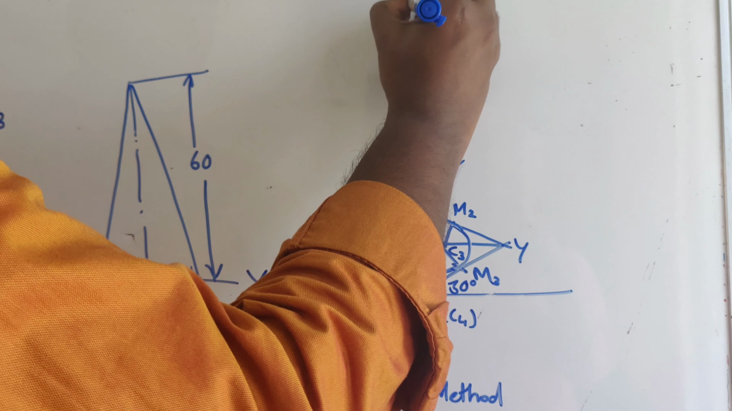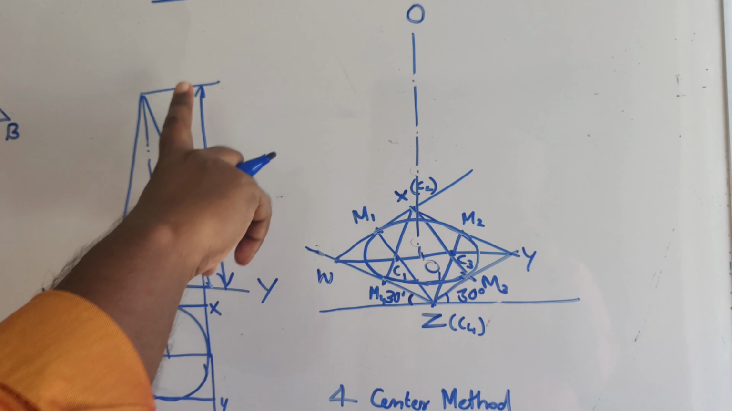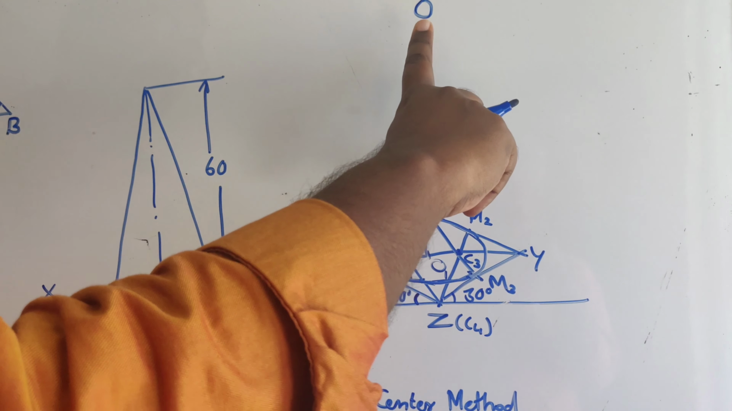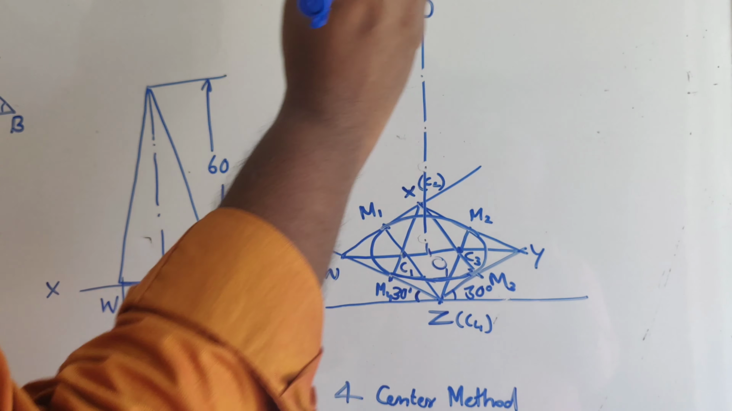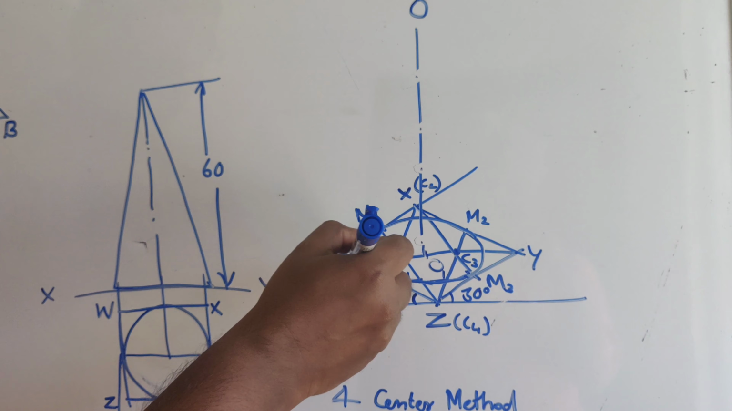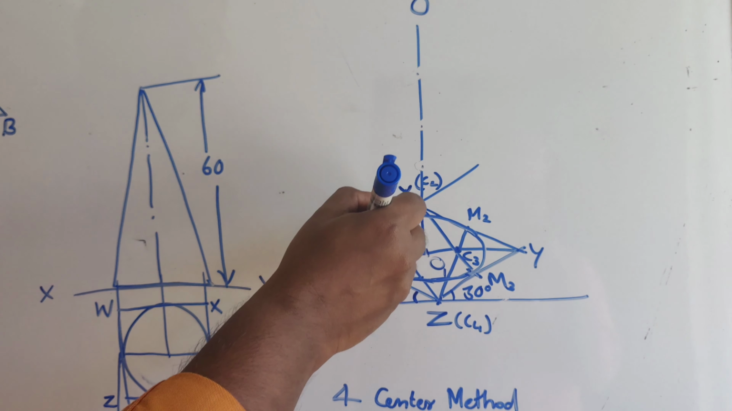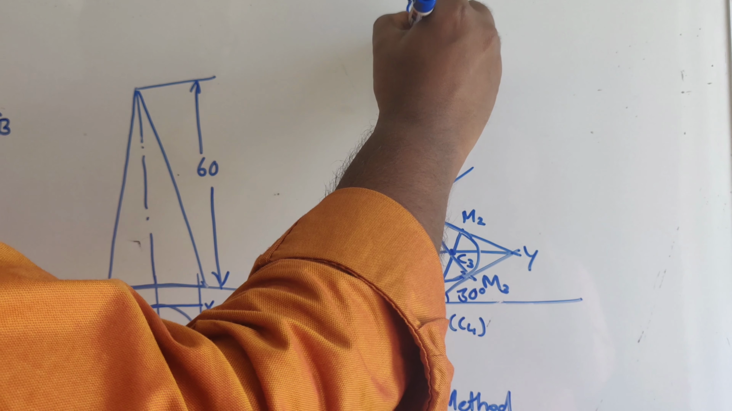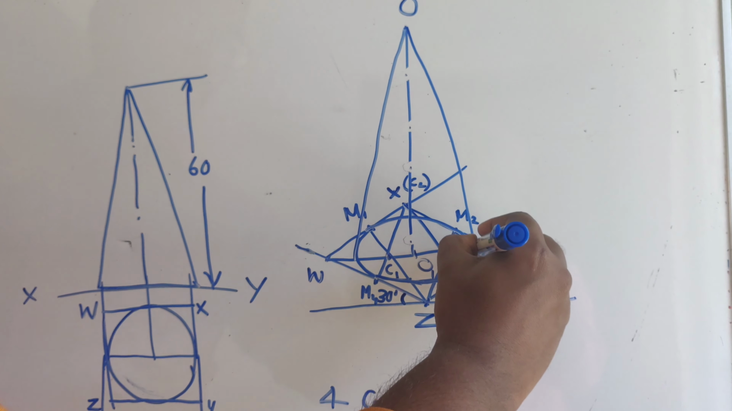So this is capital O. What should be the height? The height should be 60 of the isometric length. Okay, that you are taking. So O1 to O you have taken. Now you can join these extreme ends of the ellipse and O.